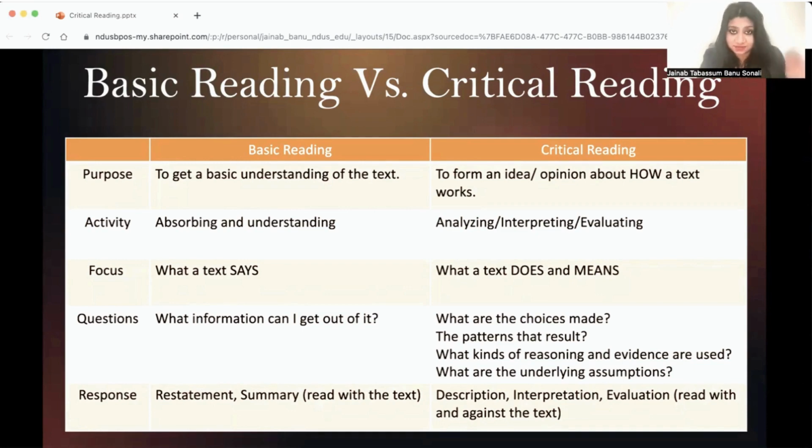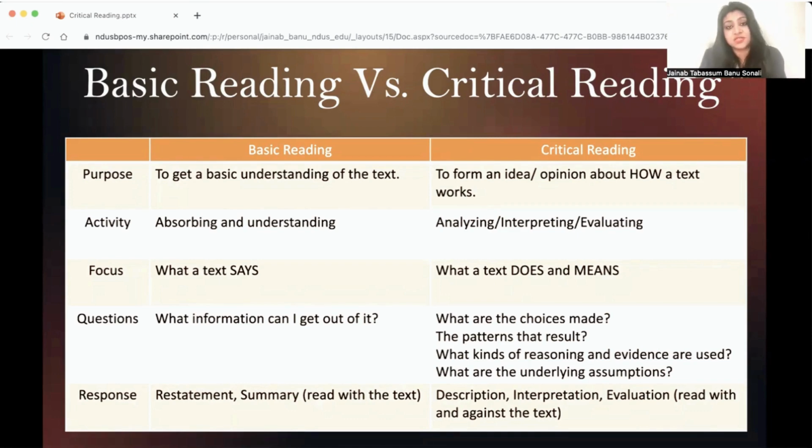So you're believing the facts that the author or the authors provided. But when you read a text or a paper or a book critically, you have these sort of questions, which you can see on the screen. What are the choices made, maybe by the author or by the source itself? What patterns result? What kinds of reasoning and evidence are used?